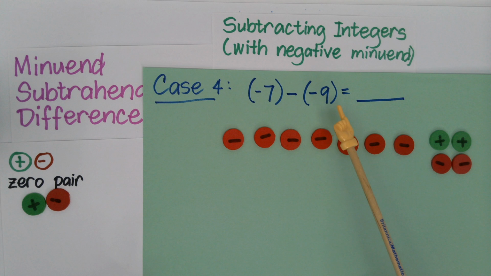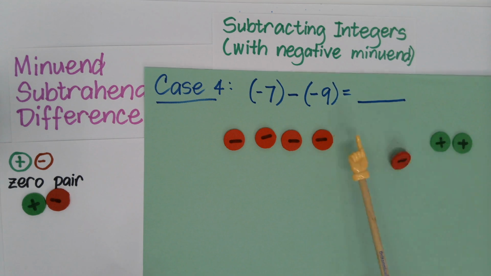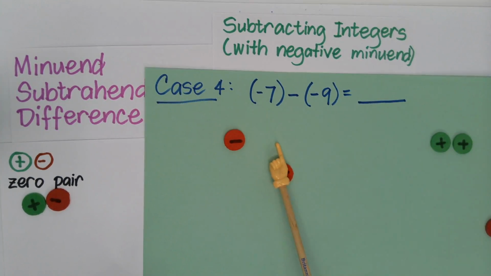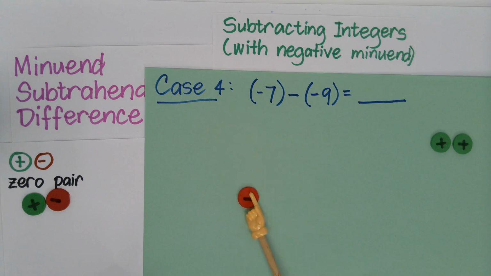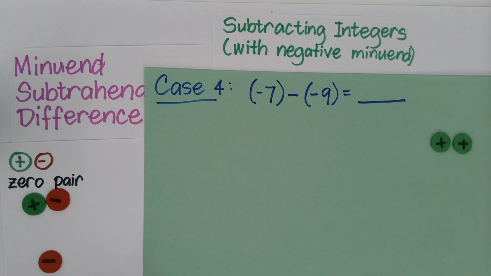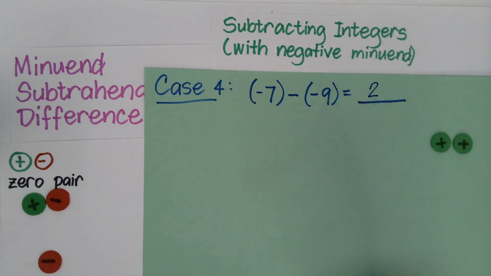9 red discs. So we can take away the 9 red discs to illustrate subtraction of negative 9. So that's 6. Okay, that's 4, 5, 6, 7, 8, and then you have 9. Okay, and what's left are 2 positive discs. Therefore, negative 7 minus negative 9 is positive 2.